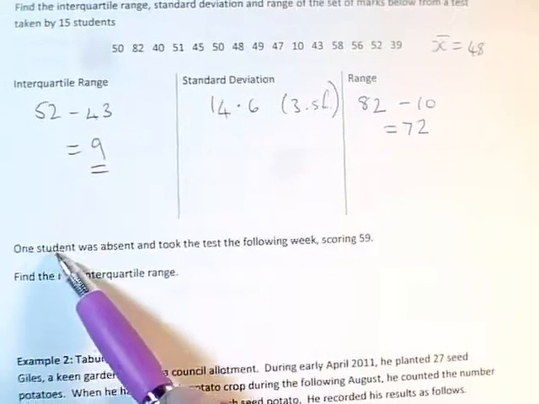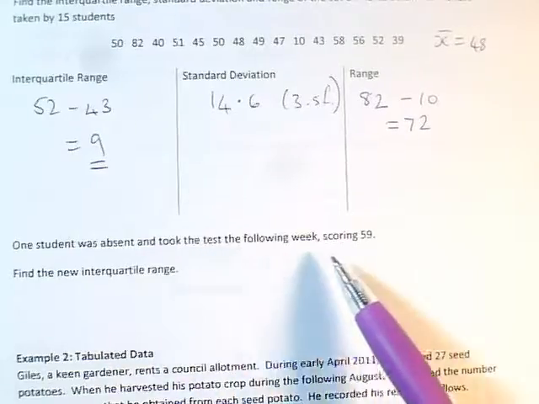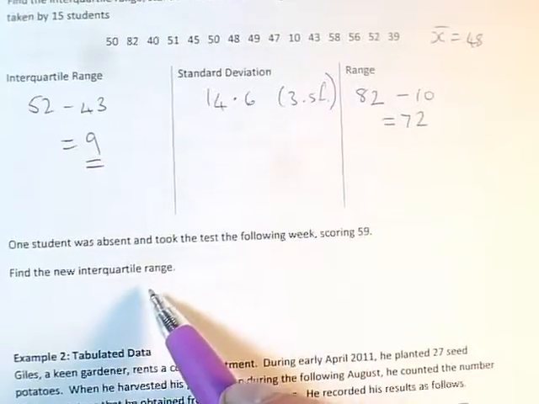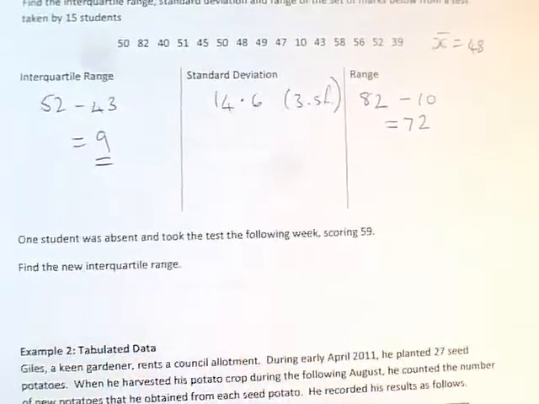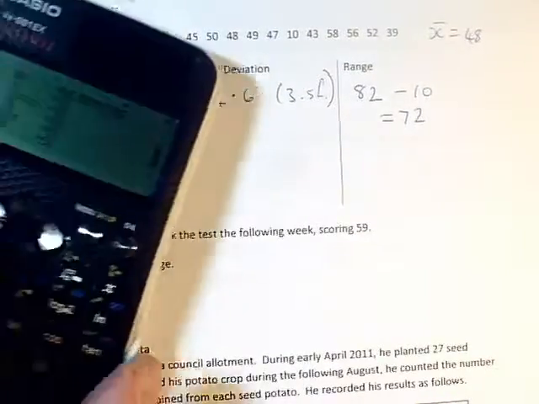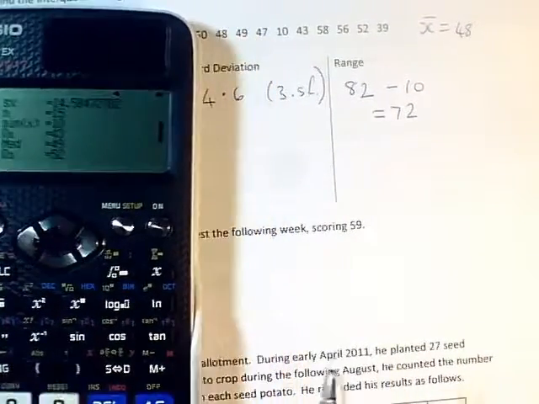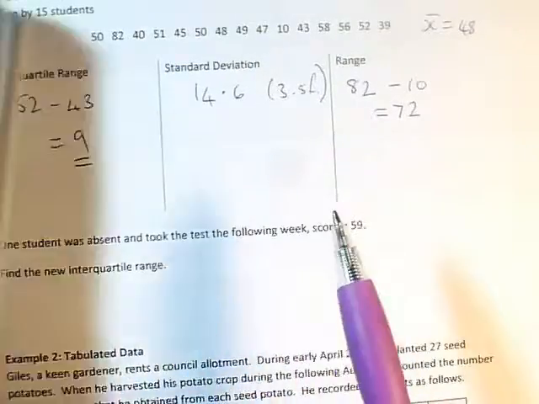And then we've got this bit at the end. One student was absent and took the test the following week, scoring 59, and I've got to find the new interquartile range. So the easiest way to do that is to just edit the data. So I've got one additional student.